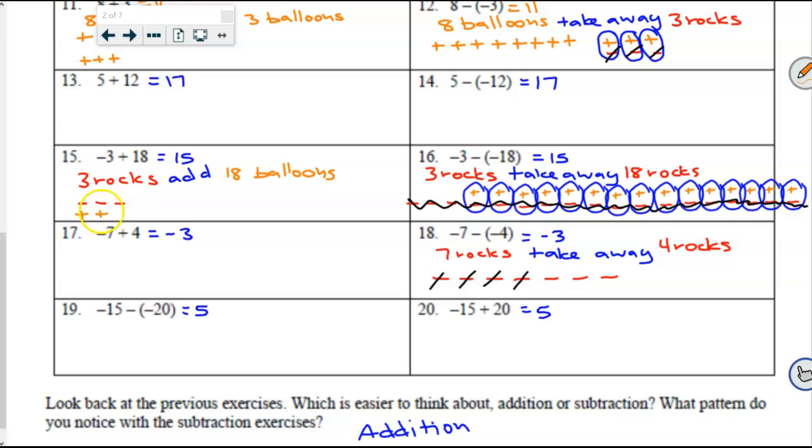There's 1, 2, 3, 4, 5, 6, 7, 8, 9, 10, 11, 12, 13, 14, 15, 16, 17, 18 balloons. And what happens with those first 3 balloons that I added? They just zeroed out those rocks. But do you see how much quicker that one was to do? So much quicker, and we can still count 1, 2, 3, 4, 5, 6, 7, 8, 9, 10, 11, 12, 13, 14, 15 balloons, or a positive 15.